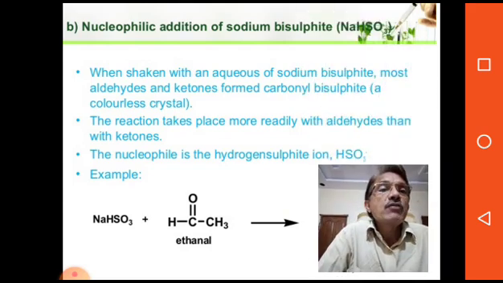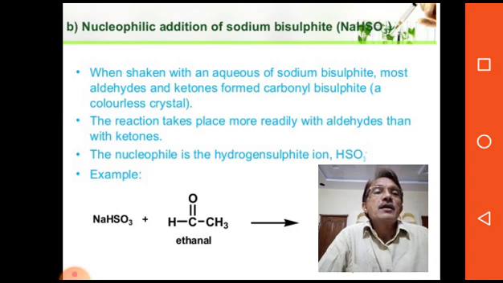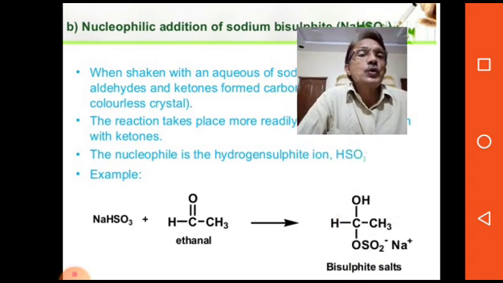When shaken with an aqueous solution of sodium bisulfite, most aldehydes and ketones form carbonyl bisulfite, a colorless crystal. The reaction takes place more readily with aldehydes than with ketones. The nucleophile is the hydrogen sulfite ion, HSO3 minus. See, when an aldehyde or ketone combines with sodium bisulfite it gives an addition product. In this nucleophilic addition reaction, the nucleophile is the hydrogen sulfite ion, that is HSO3 minus.